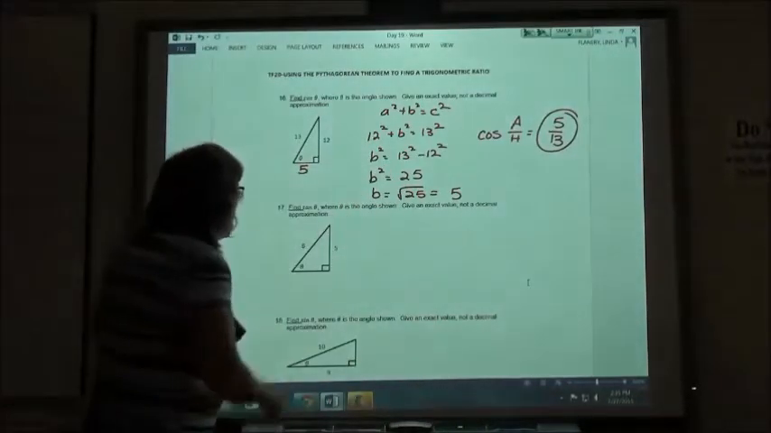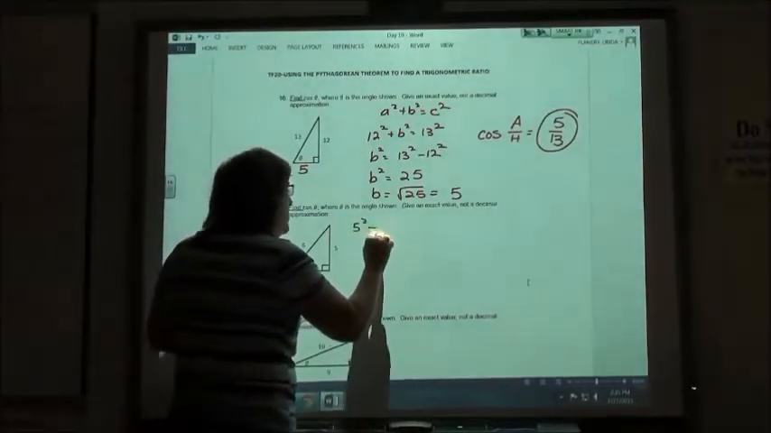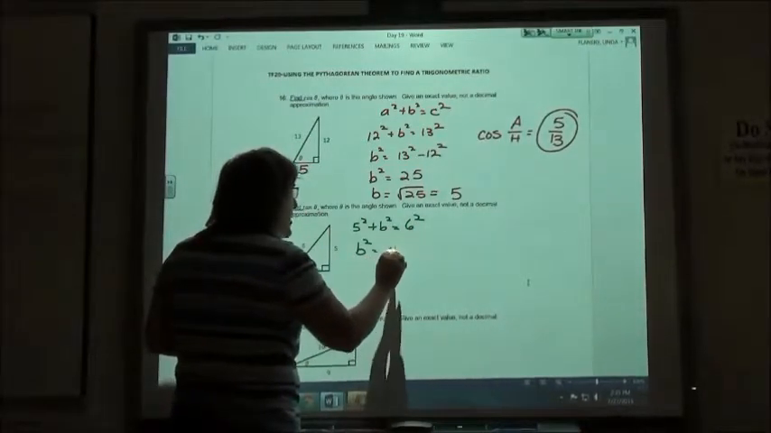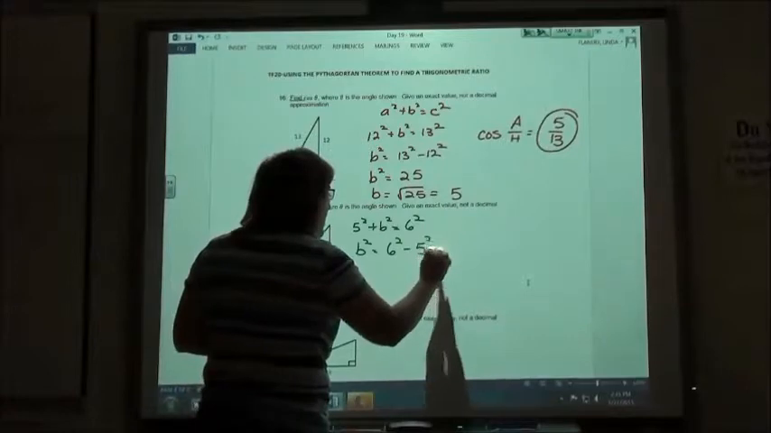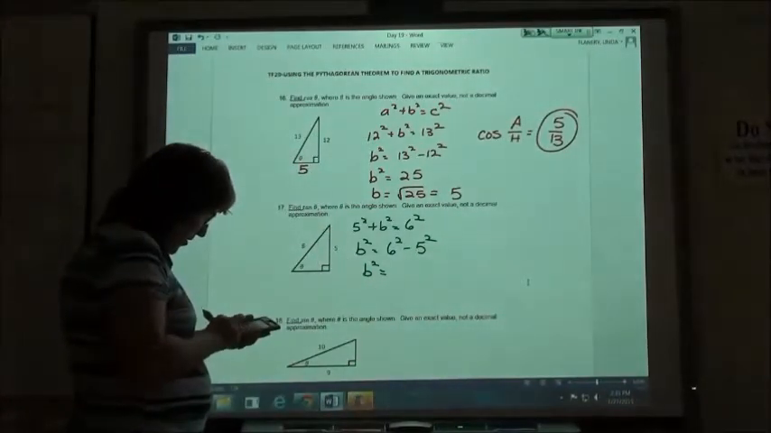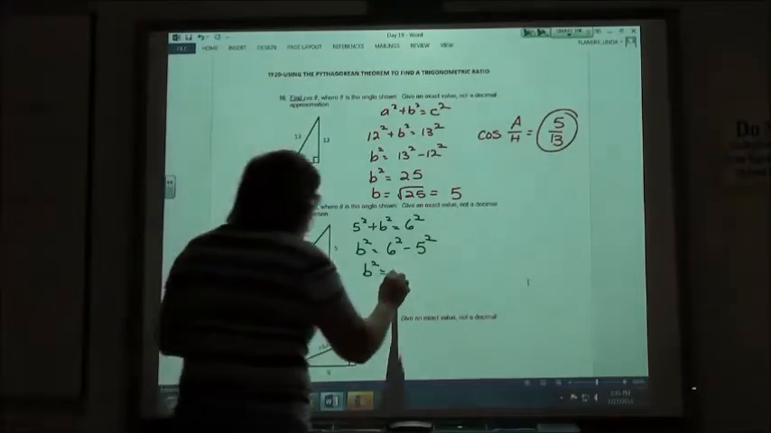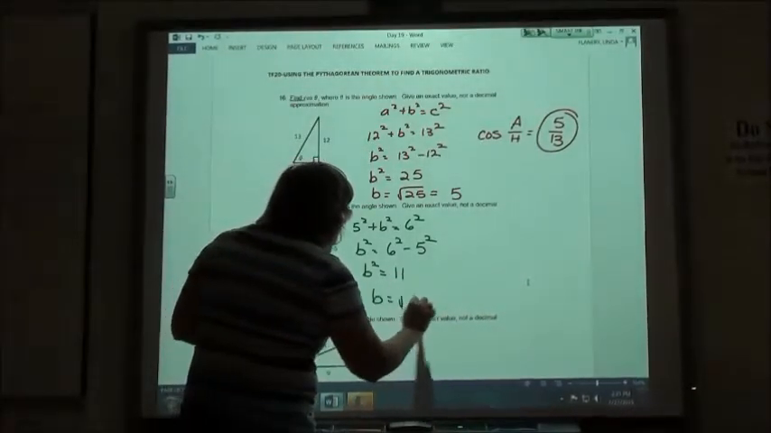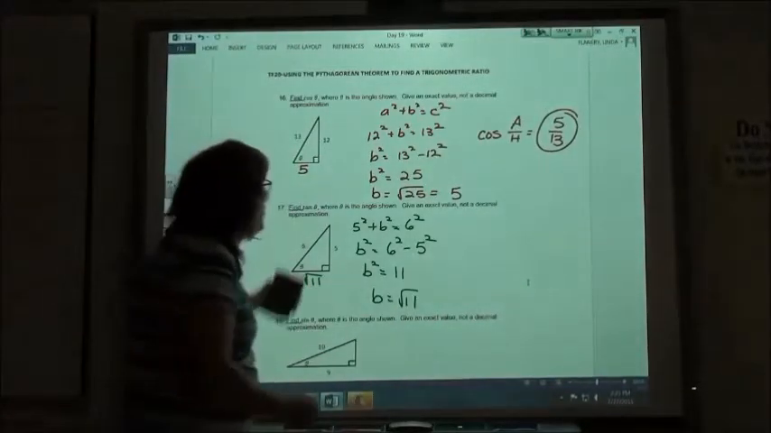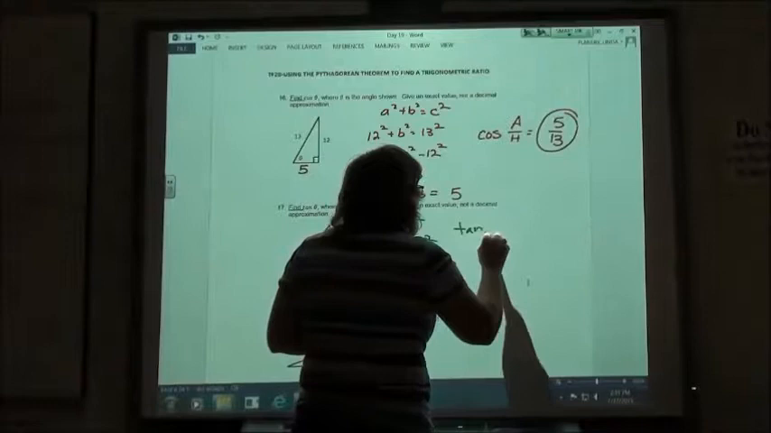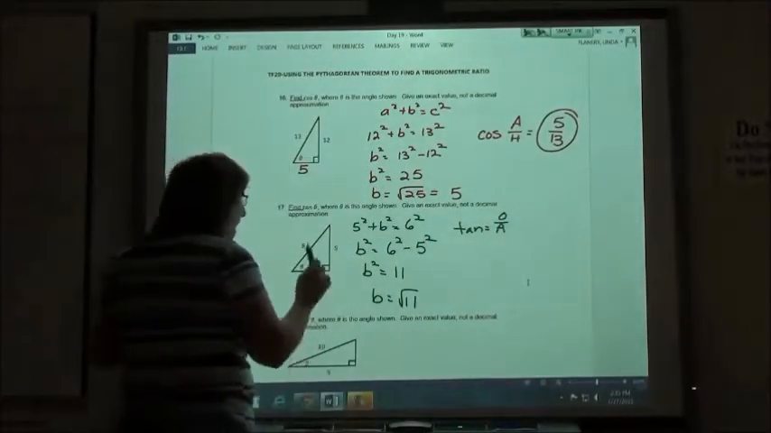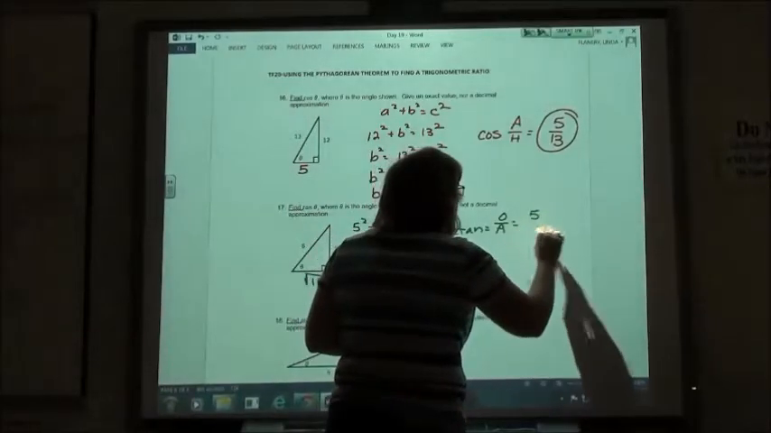The next one, 5 squared plus b squared equals 6 squared. So b squared is going to equal 6 squared minus 5 squared. 6 squared minus 5 squared is going to give me 11. So b is going to equal the square root of 11. Can't do much with that. We want to do the tangent. Tangent is opposite over adjacent. So opposite is 5, adjacent is square root of 11.